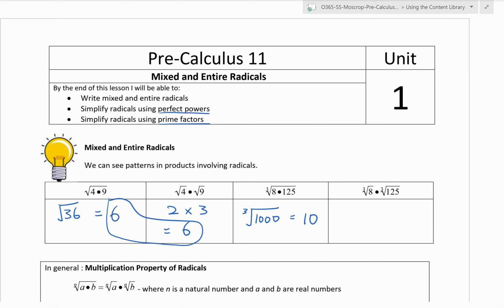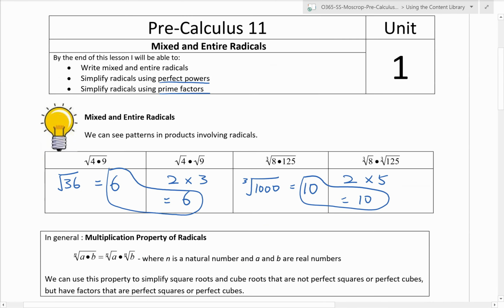All right, same thing, we're going to split them and see if it works. The cube root of 8 is 2. The cube root of 125 is 5. So 2 times 5 is 10. So indeed, this also works, okay?